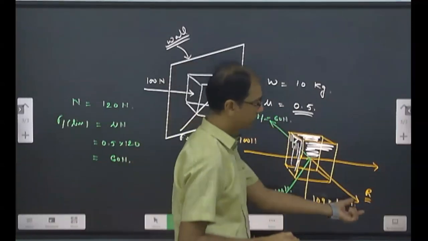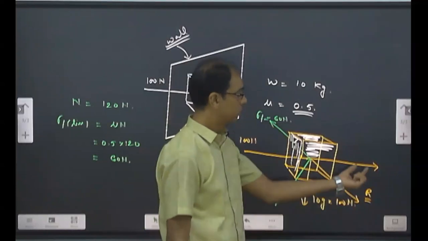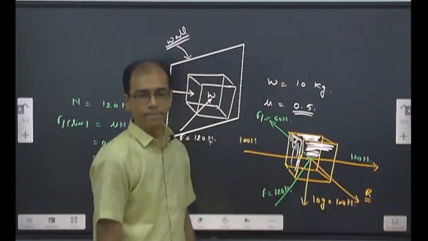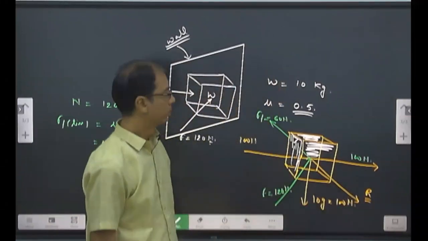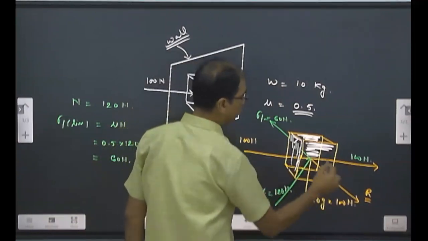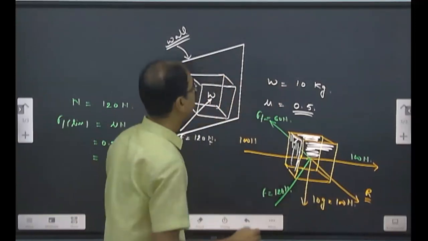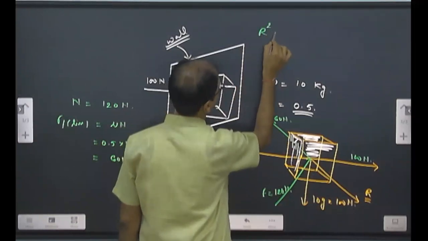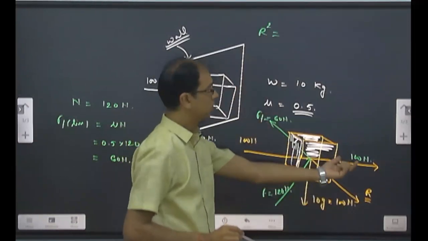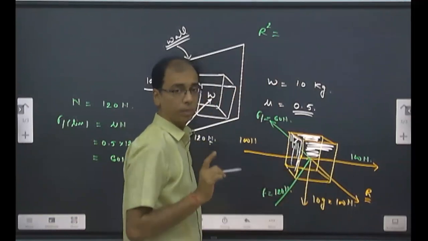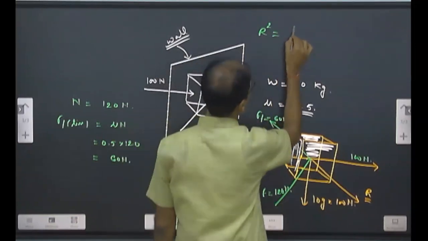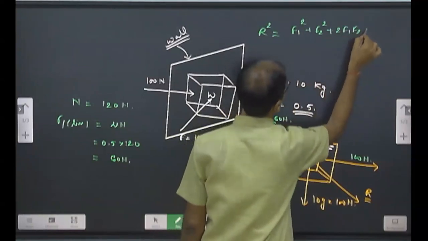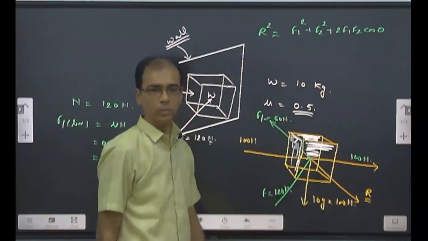And what is this resultant? This is 100, this is 100. So the resultant will be what? Both are perpendicular to each other. Use the parallelogram theorem. R squared, resultant square, will be equal to this square plus this square, because they are perpendicular. Otherwise, the formula is F1 square plus F2 square plus 2 F1 F2 cos theta. This is the formula of the resultant.